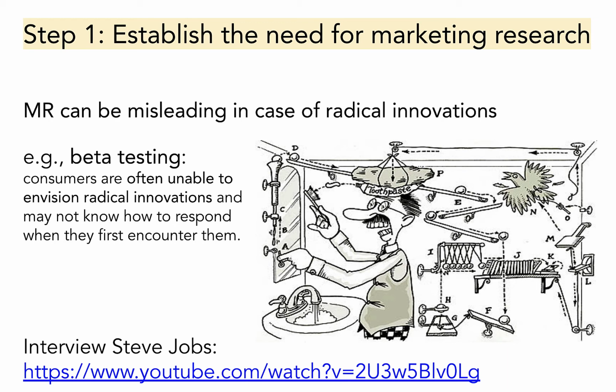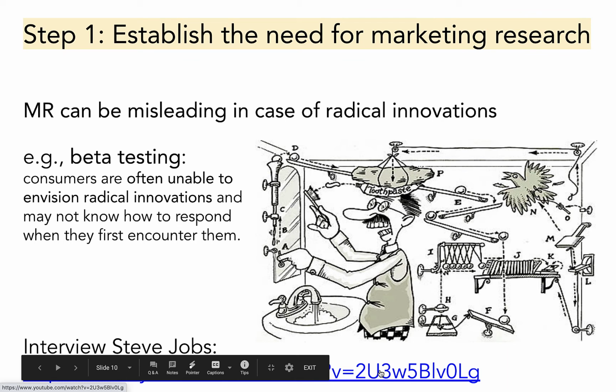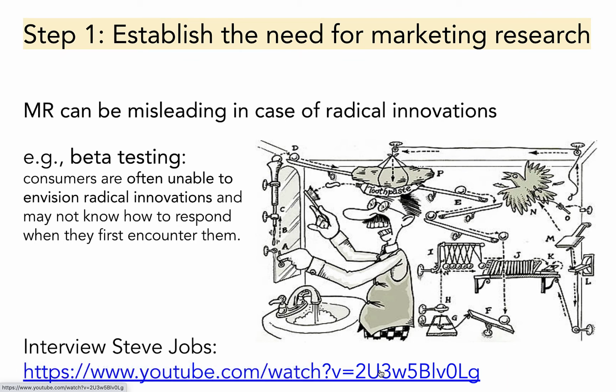In some cases, research can be misleading, especially with radical innovations. Think of, for example, beta testing, where consumers are asked to think of the applications of a certain product, rate the user friendliness of a new innovation, and so on. In a lot of these cases, consumers are unable to envision radical innovations, and they may not be able to really predict where the market is heading. And in relation to that, I found this really interesting interview with Steve Jobs that I'm going to show you. If you don't like to watch video within video, then of course just skip this part and watch the video just on YouTube directly.